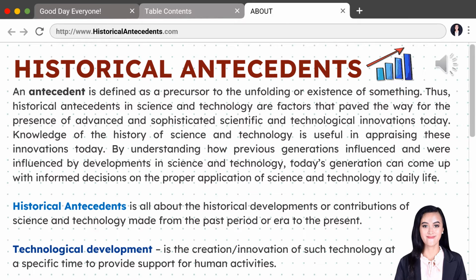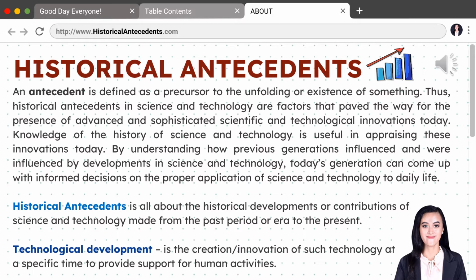An antecedent is defined as a precursor to the unfolding or existence of something. Thus, historical antecedents in science and technology are factors that paved the way for the presence of our advanced and sophisticated scientific and technological innovations today. Knowledge of the history of science and technology is useful in appraising these innovations today.